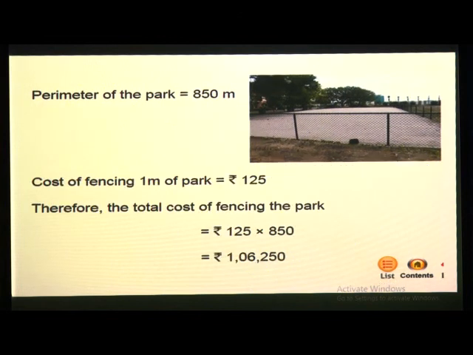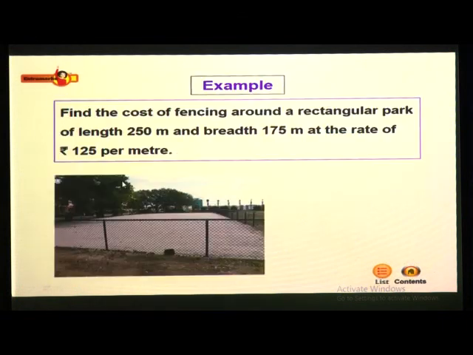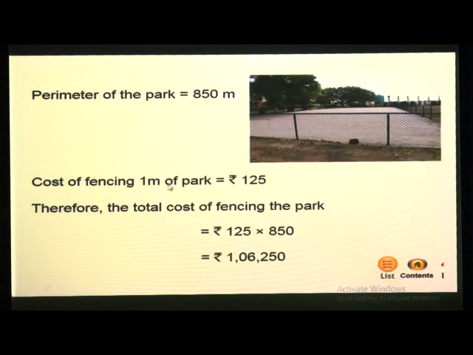Okay. Now, we will find the cost of fencing. As we now have the perimeter of this park, we will find the cost of fencing for 850 meter. It is given in the question at the rate of 125 per meter. So, per meter of fencing we require 125 rupees.